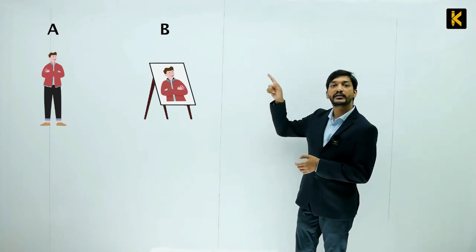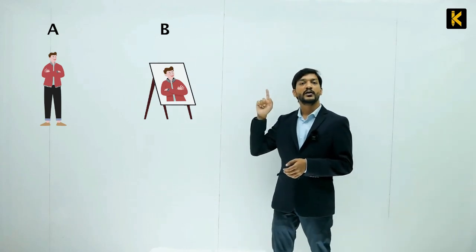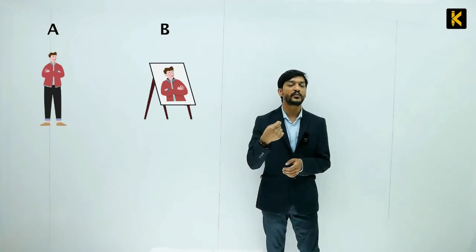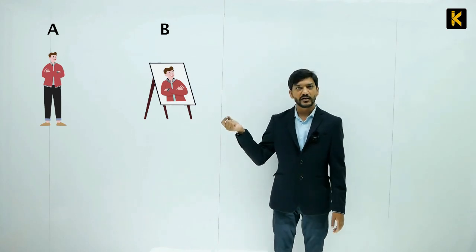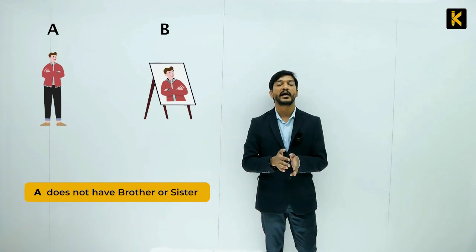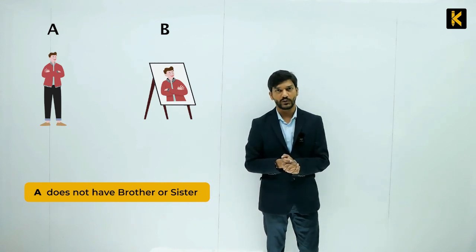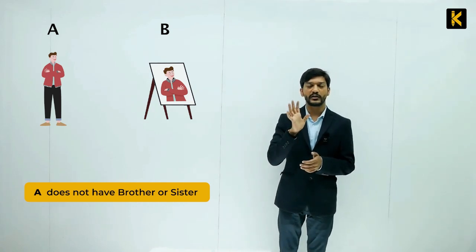So A is looking at the painting and saying, this man, meaning B, this man's father is my father's son. And he has said one more thing, brothers and sisters have I none. That means this person A is saying, brothers and sisters have I none. That means he is saying, I don't have any brother or any sister. I am the single child. Okay. So he doesn't have any brother and sister. That should be very much clear with you.